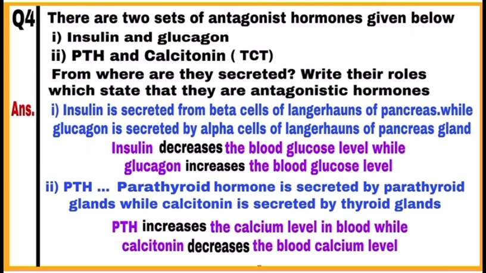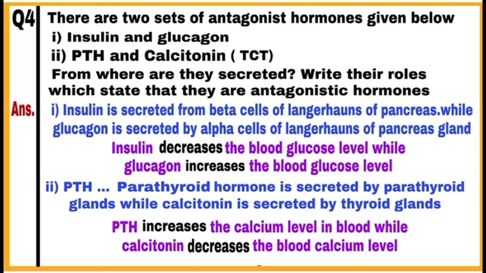See the answer of first set, insulin and glucagon. Insulin is secreted from beta cells of Islets of Langerhans of pancreas gland, while glucagon is secreted from alpha cells of Islets of Langerhans of pancreas gland. इन दोनों हॉर्मोन्स का रोल एक दूसरे के ऑपोजिट है, that is why they are called as antagonistic hormones. इंसुलिन ब्लड ग्लूकोज लेवल को डिक्रीज करता है, it is hypoglycemic hormone, and ग्लूकागॉन ब्लड ग्लूकोज लेवल को इंक्रीज करता है, it is hyperglycemic hormone.